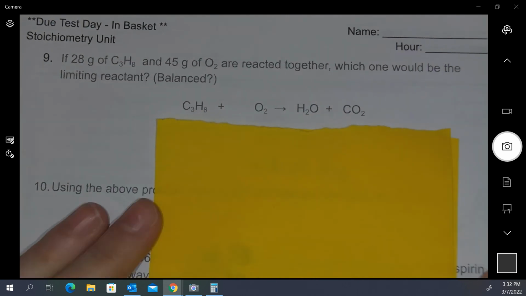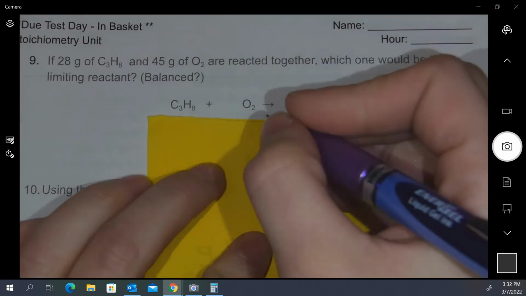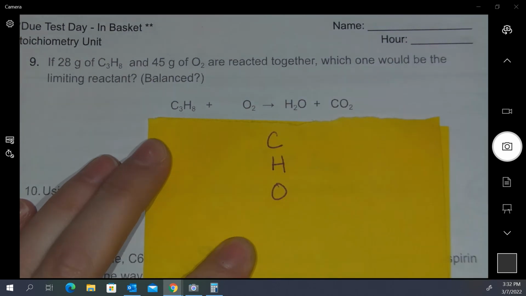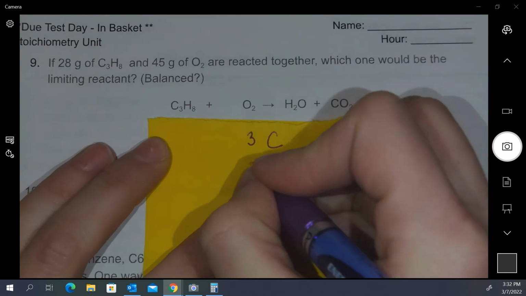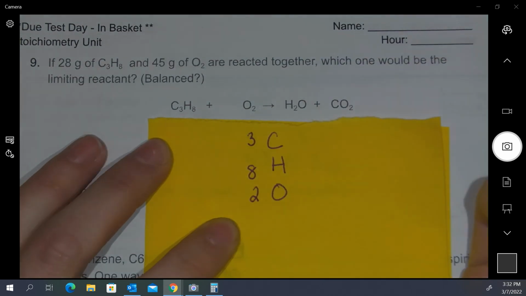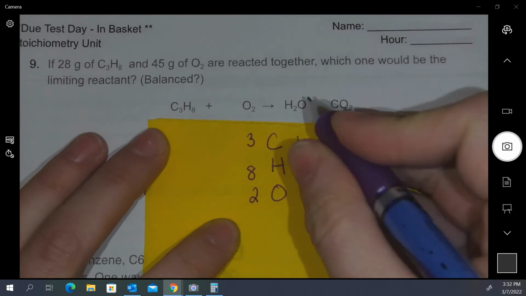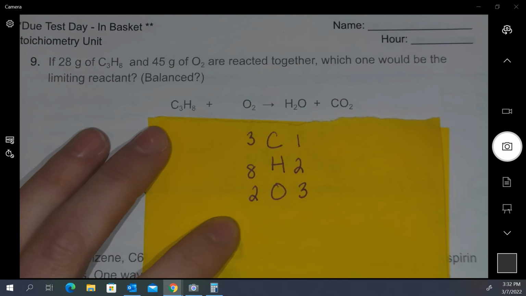So we have C3H8 plus O2 becomes H2O and CO2, another combustion reaction. We have carbon, hydrogen, and oxygen as our 3 elements. On the left side, I have 3 carbon, 8 hydrogen, and 2 oxygen. On the right, I have 1 carbon, 2 hydrogen, and 3 oxygen, and the oxygen is split up in 2 different places.